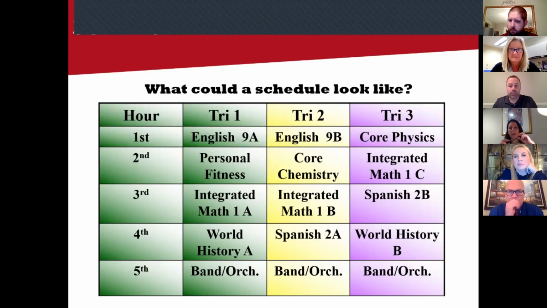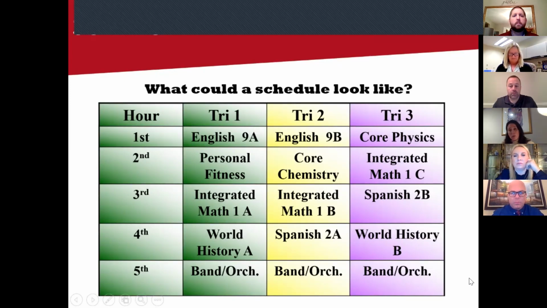So I'm going to share with you 2 examples or sample student schedules. So in this first example, let's just take a look at the green for try 1. The student has first hour English 9A, second hour personal fitness, third hour integrated 1A, fourth hour world history, and then fifth hour band. We have a great band and orchestra program.